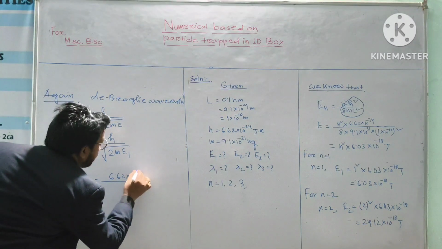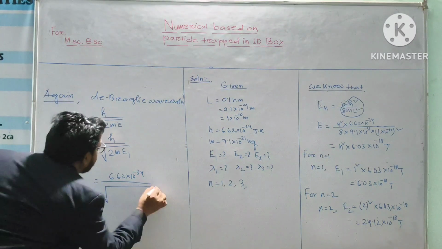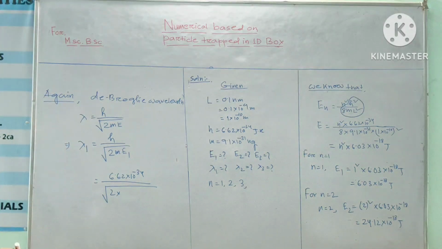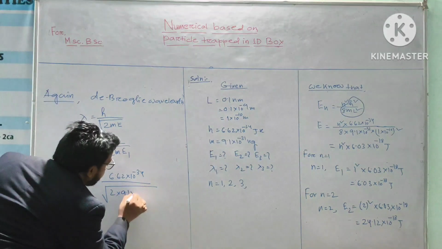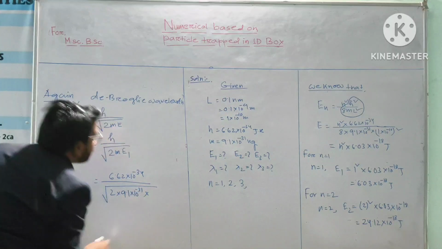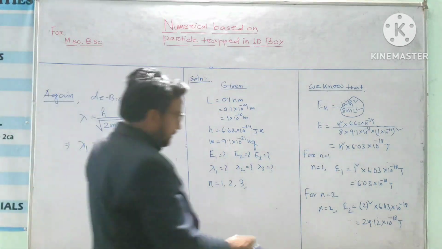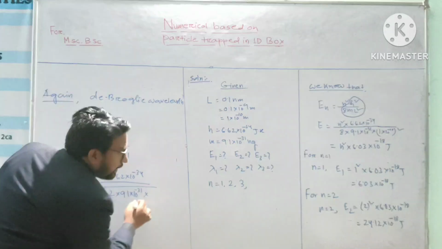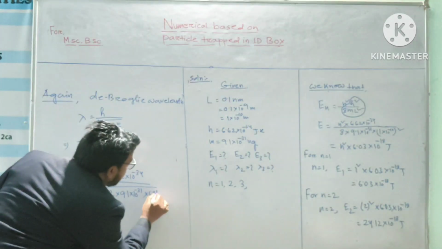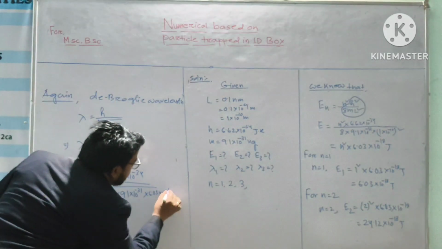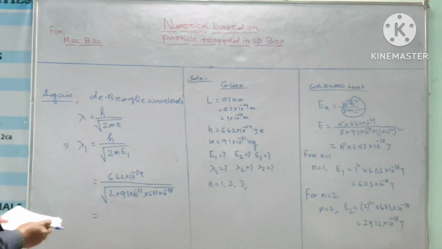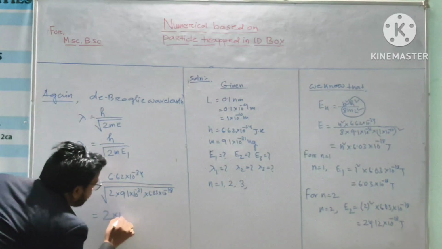6.62 into 10 to the power minus 34, and the value of m, that means 2 into m, where m is the mass of the electron. So we can write 9.1 into 10 to the power minus 31 into the value of E1. The value of E1 equals 6.03 into 10 to the minus 18. After solving this part, we get 2 into 10 to the power minus 10 meter.